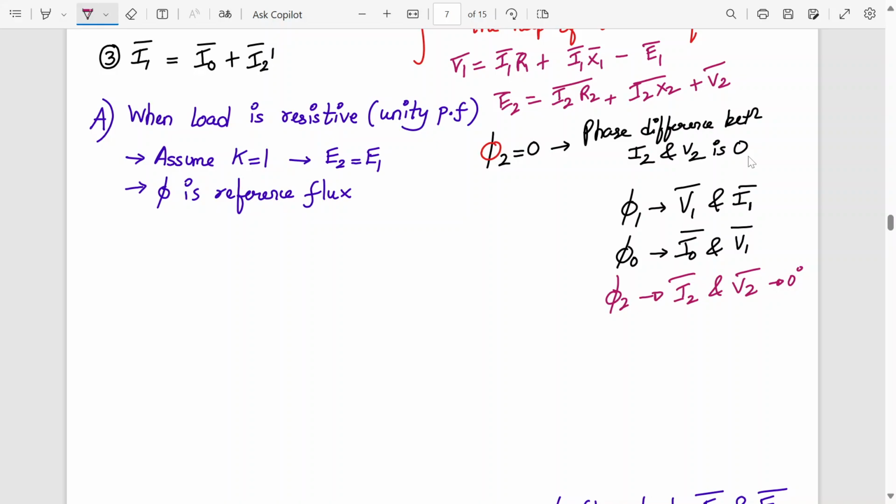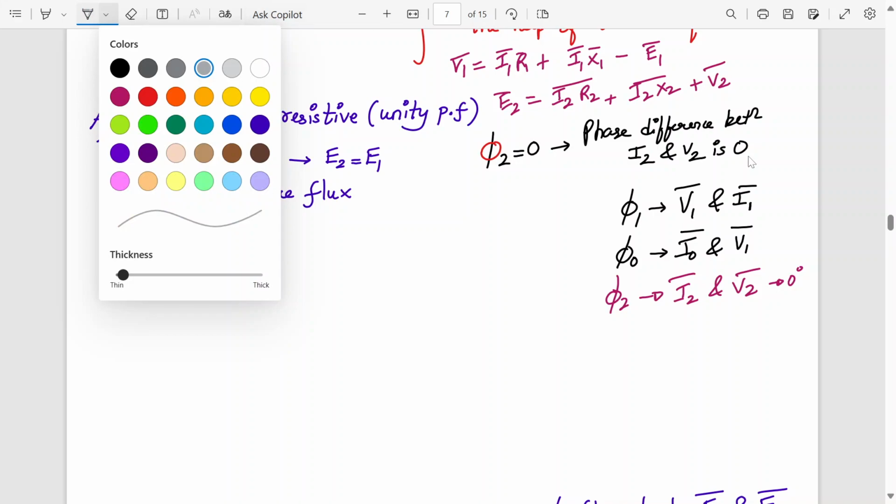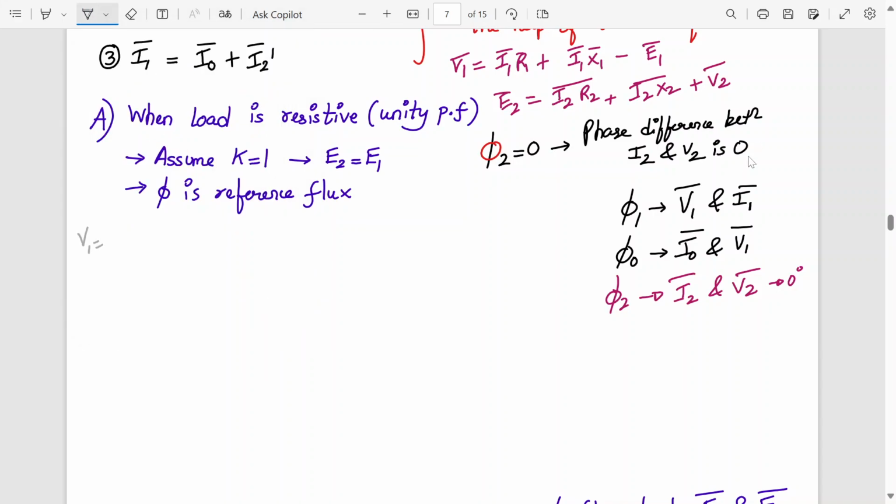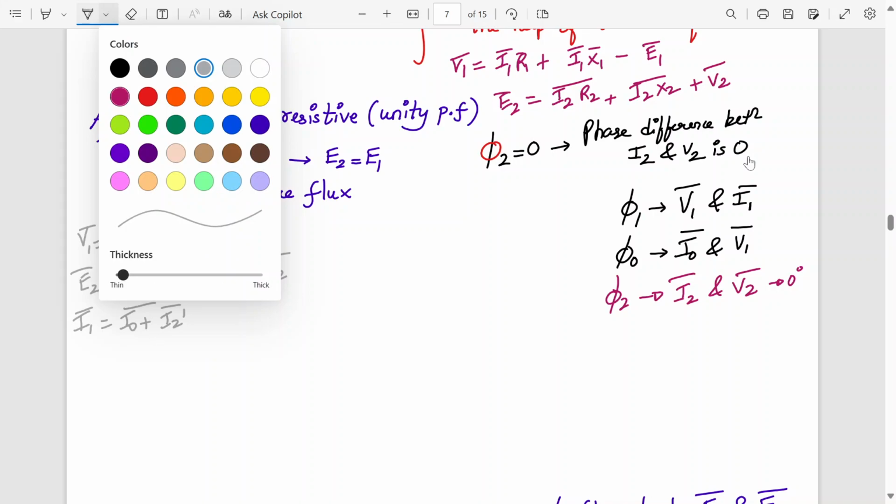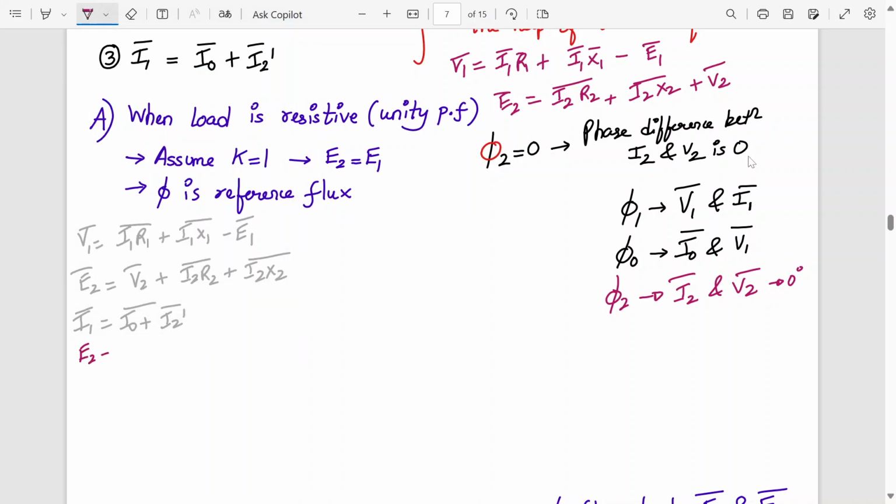So can we start now? We have to write those three equations which we have seen just now. That is V1 bar is equal to I1 R1 plus I1 X1 minus E1 bar. Then E2 is V2 plus I2 R2 plus I2 X2, and I1 is I0 plus I2 bar. And we have already seen that E2 is equal to E1.